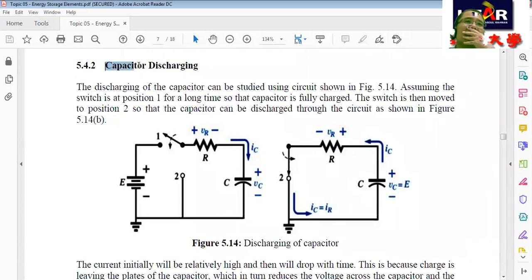Then capacitor discharging. With the switch in position 1, the capacitor is charged to voltage E by charging current IC. After 5 tau, a long time after the capacitor is fully charged, switch to position 2. Then the capacitor will discharge through the same resistor R.